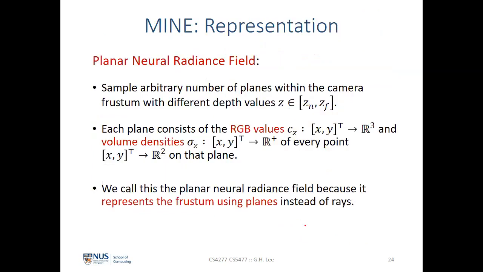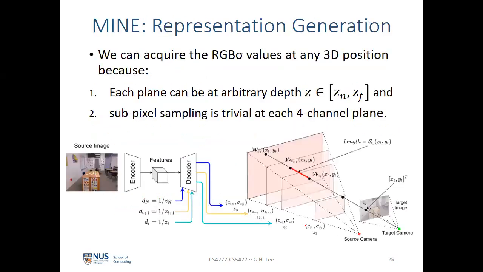I probably won't go through all the details, but I just want to tell you the general idea here. We call this a planar neural radiance field, because now we are no longer sampling at the ray. We are sampling at the plane instead of the ray. So this is the idea here.